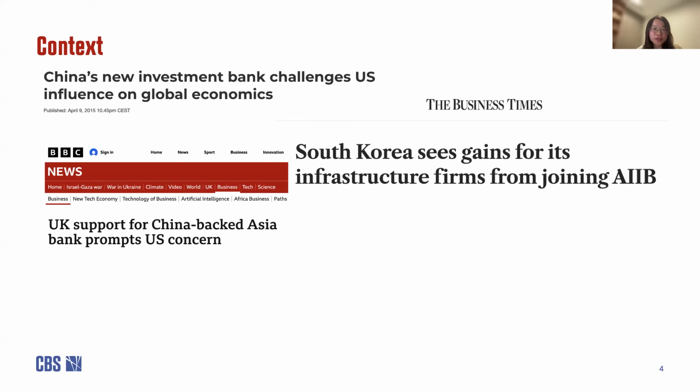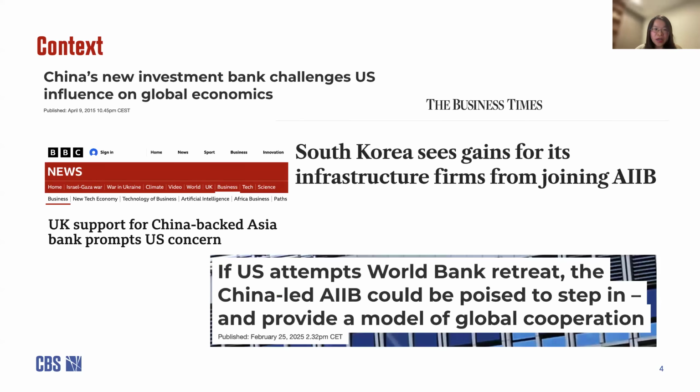For example, shares in South Korean iron and steel firms shot up due to potential future contracts when South Korea was considering joining the AIIB. This apparently evoked strong US opposition. But if we look back nowadays, 11 years later, there are a few voices in the media saying that if the World Bank retreats, could the AIIB actually be a substitute?